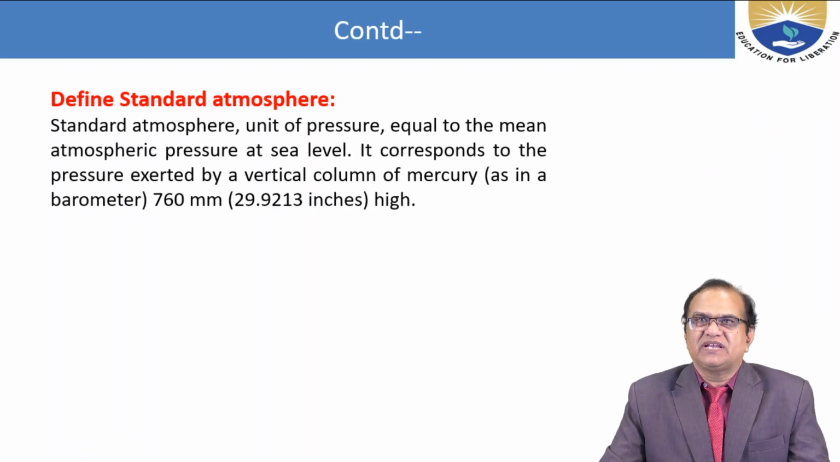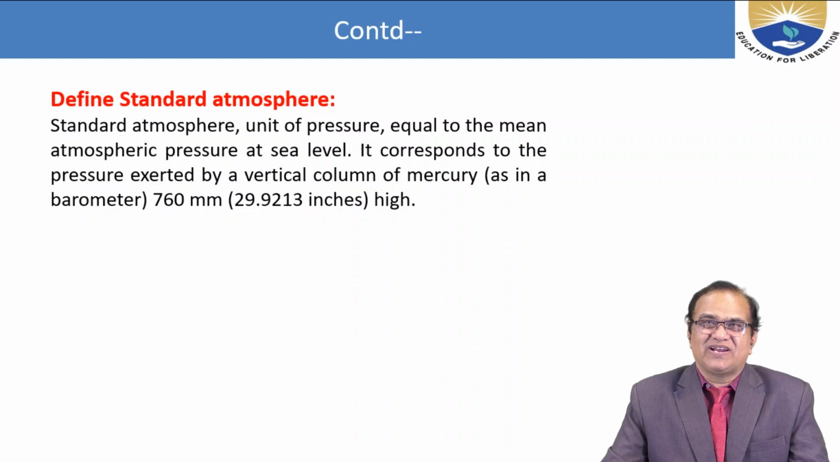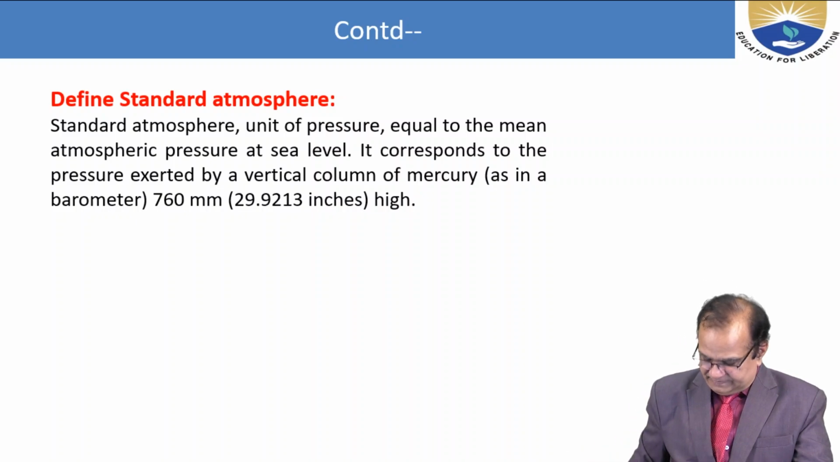Standard atmosphere is a unit of pressure equal to the mean atmospheric pressure at sea level. It corresponds to the pressure exerted by a vertical column of mercury in the barometer, that is 760 millimeters or 29.9213 inches high. So it is defined here only for pressure.